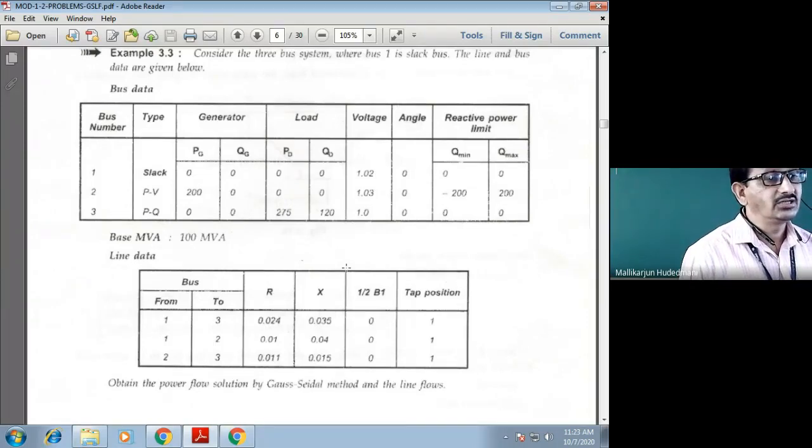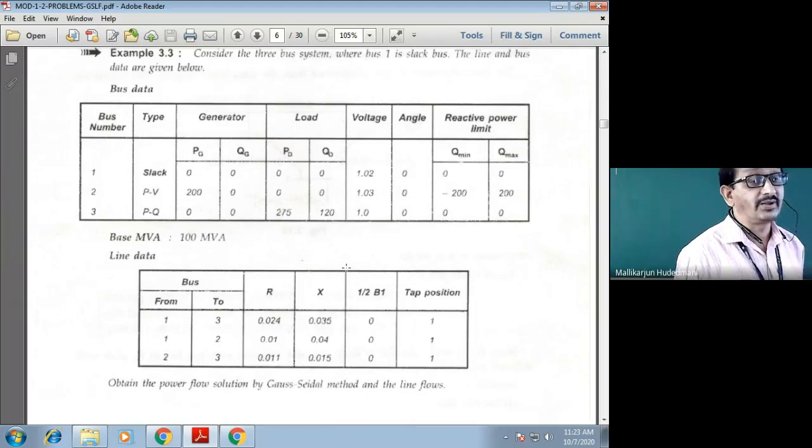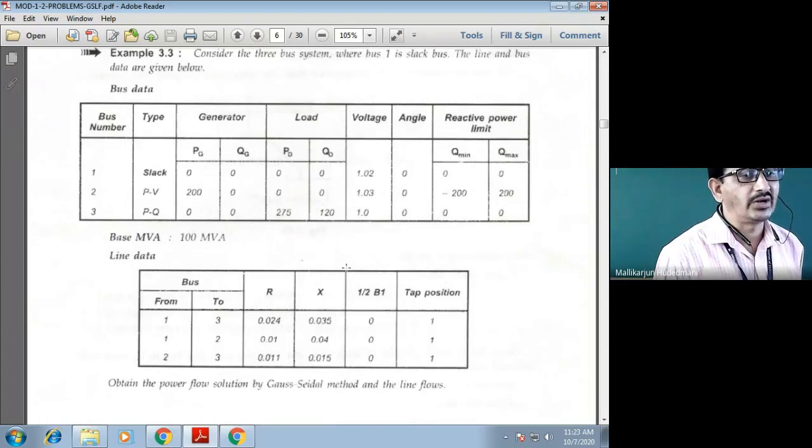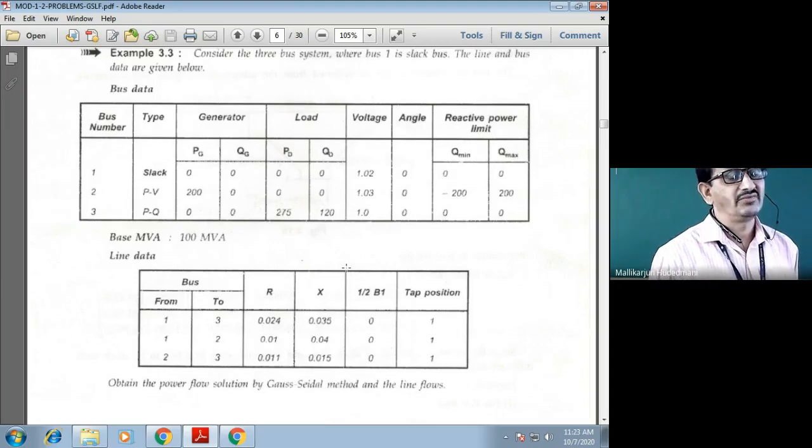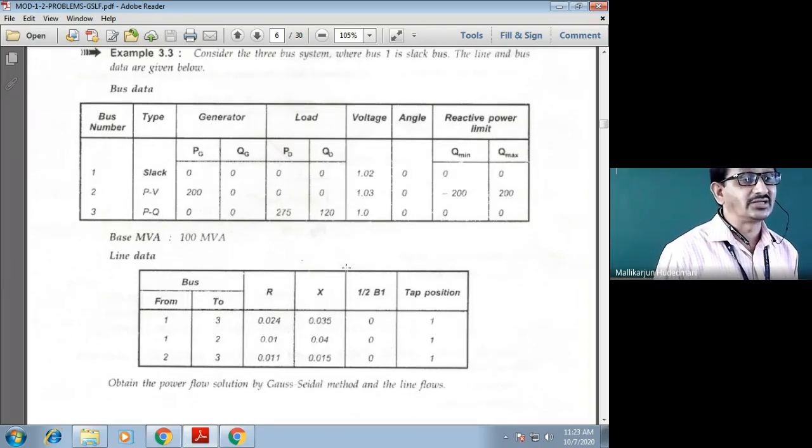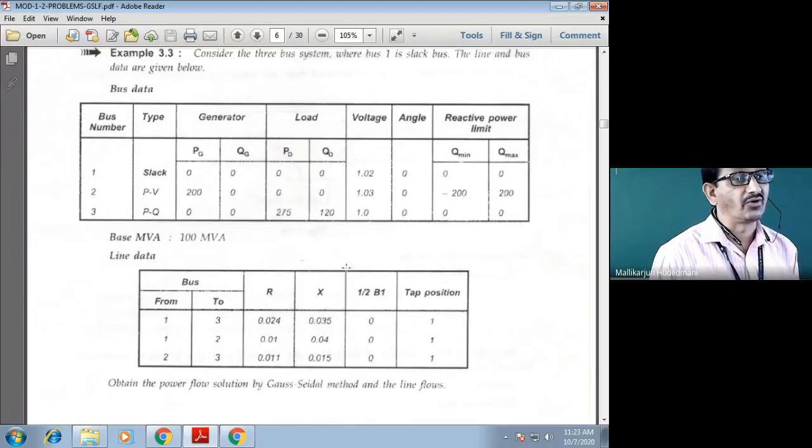What is the PQ bus? Load bus. What do I expect? P and Q. Is it given? It is given: 275 and 120. The voltage is mentioned as 1.0. It need not be mentioned. If it is mentioned, well and good. If it is not mentioned, it is our duty to calculate it at the PQ bus. So the initial guess is given as 1 for me here.